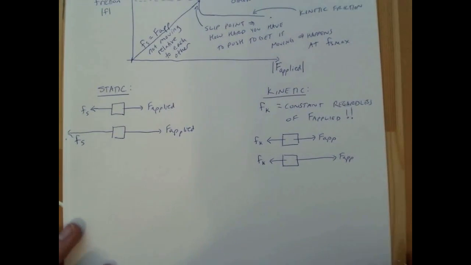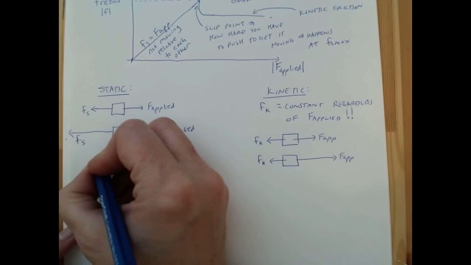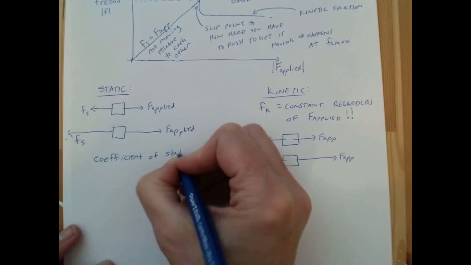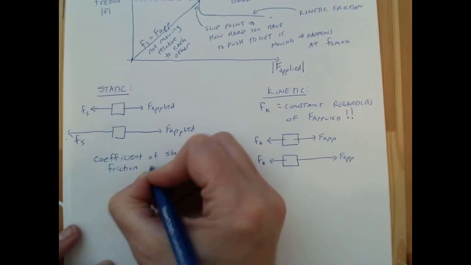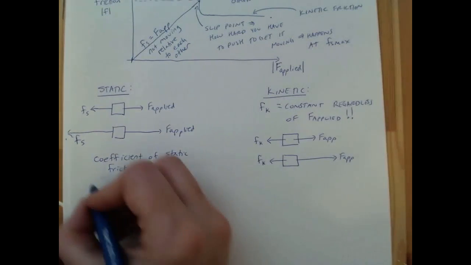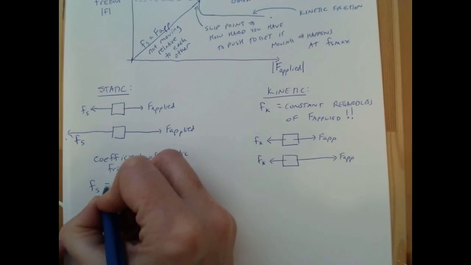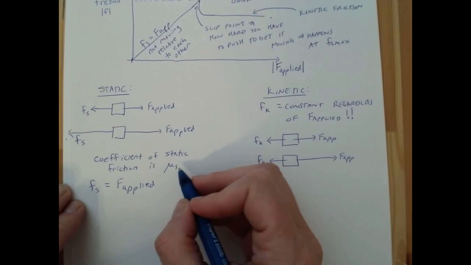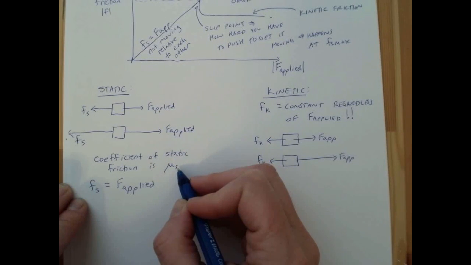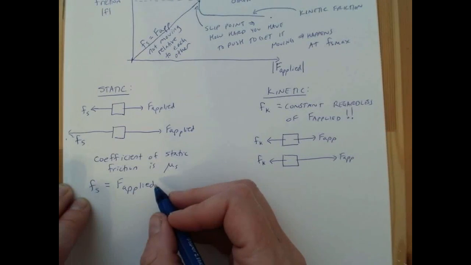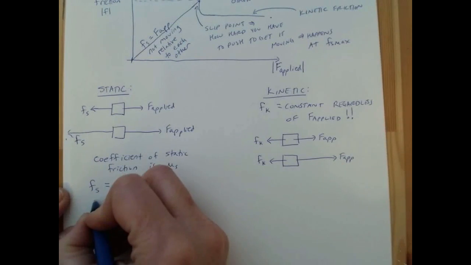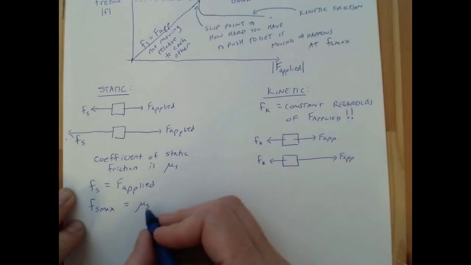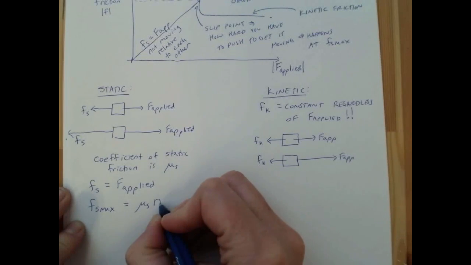So the way that we quantify friction is through what's called the coefficients of friction. So the coefficient of static friction is called mu sub s. And we remember that the force of static friction is normally equal to the applied force. But what the coefficient of static friction allows us to do is quantify the maximum force of static friction. So F sub s max is going to be equal to the coefficient of static friction, mu sub s, times the normal force.